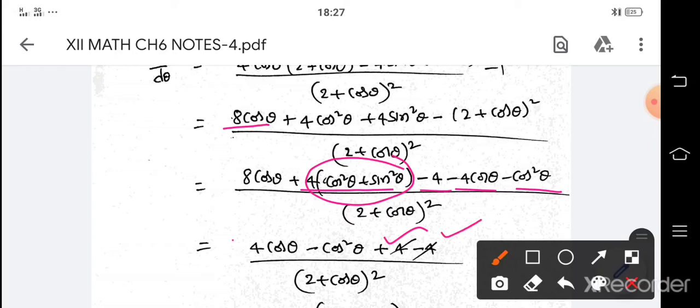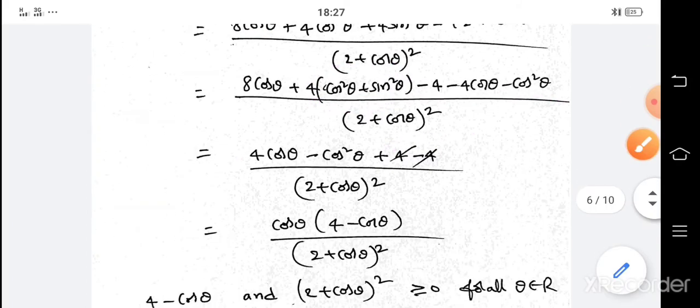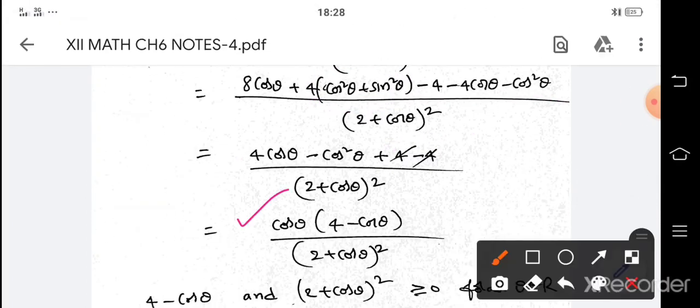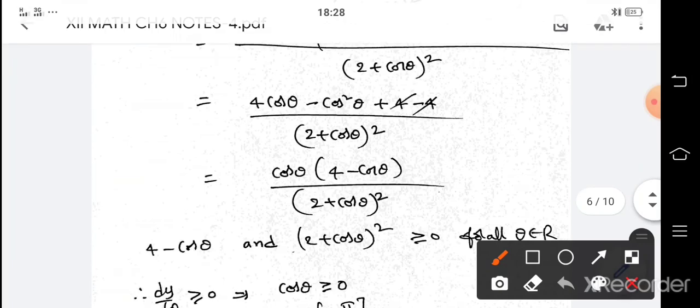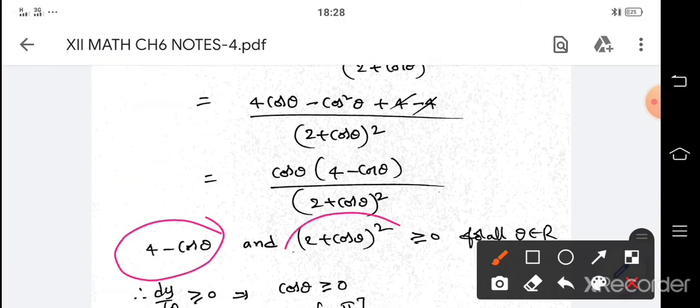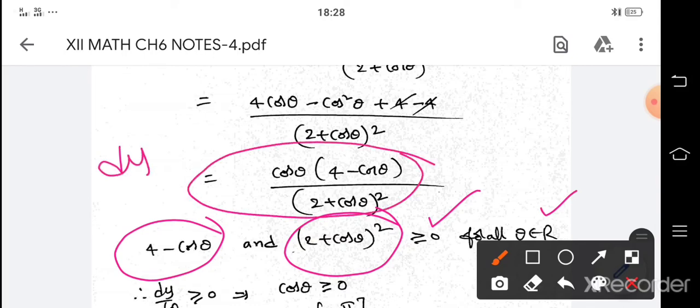So 4 cos theta minus cos square theta will be the final answer, by 2 plus cos theta whole square. Take cos theta common. If you take cos theta common, it is 4 minus cos theta by 2 plus cos theta whole square. Now here also, like the other questions, 4 minus cos theta and 2 plus cos theta whole square is always greater than or equal to 0 for every theta belongs to R. That means this f dash of theta or dy by d theta is depending on only cos theta.